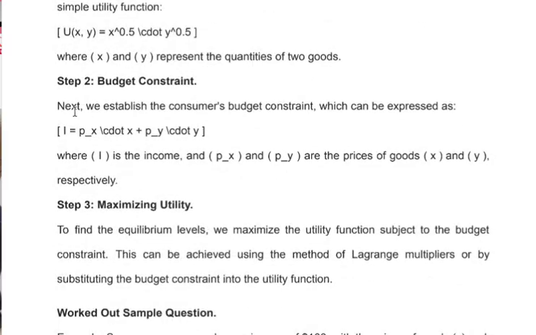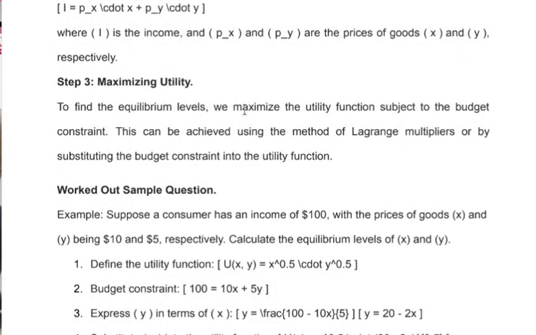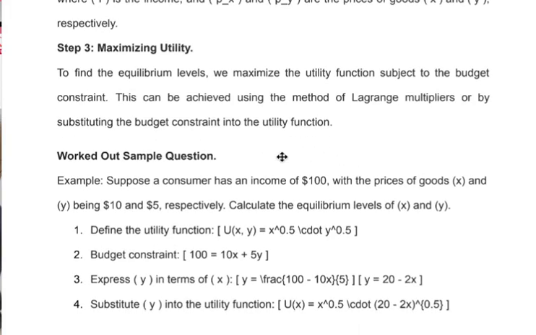Step 2. Budget constraint. Next, we establish a consumer's budget constraint, which can be expressed as where M is the income and Px and Py are the prices of goods x and y respectively. Step 3. Maximizing utility. To find the equilibrium levels, we maximize the utility function subject to the budget constraint. This can be achieved using the method of Lagrange multipliers or by substituting the budget constraint into the utility function.